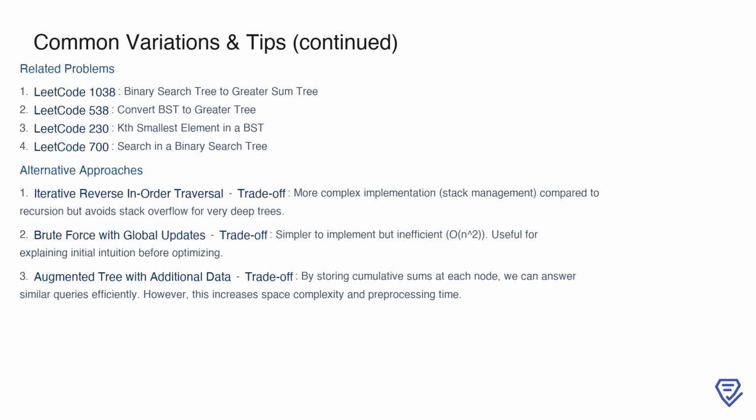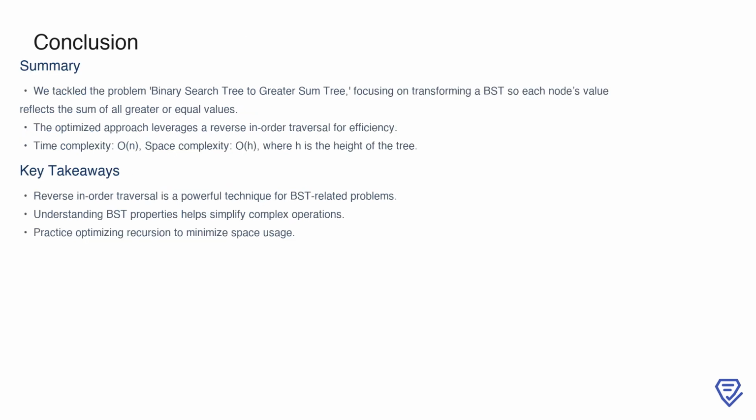Finally, you could explore augmenting the tree with additional data, such as storing cumulative sums at each node. This approach is useful for answering similar queries efficiently, but it comes with trade-offs in terms of increased space complexity and pre-processing time. Understanding these alternatives allows you to choose the right approach based on the specific constraints and requirements of the problem. Great job! We've completed problem number 1038, binary search tree to greater sum tree. We summarized the efficient approach, discussed its time and space complexities, and highlighted key takeaways.